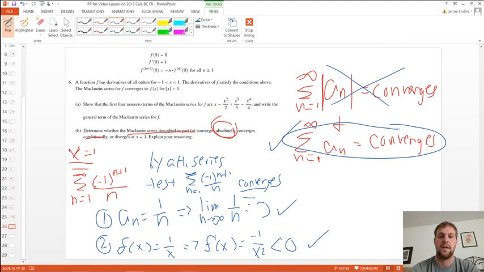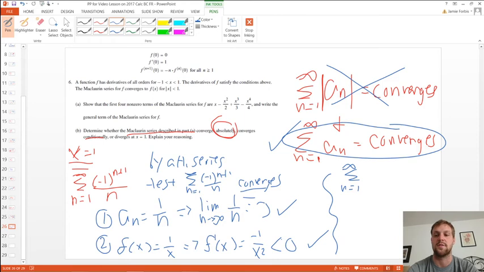But what I'm curious about is if the absolute value of that converges, which is going to be the summation n equals 1 to infinity. The absolute value is going to make that negative on top go away, so it's just going to be 1 over n. And we know that this is the harmonic series, and we know the harmonic series diverges by the harmonic series.